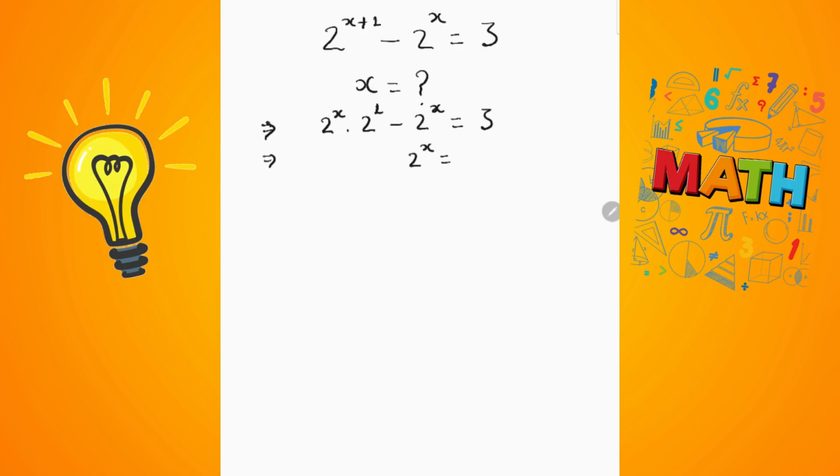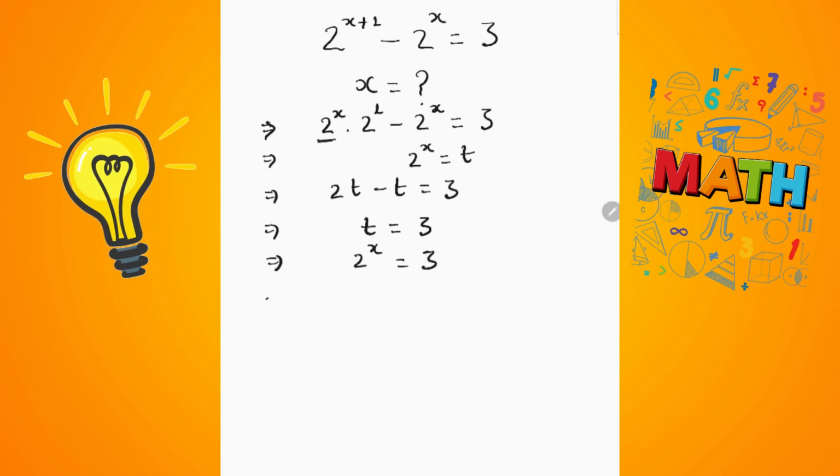2 to the power x, we can substitute t, so this equation will become 2t. Here we have just placed t, minus t is equal to 3. So 2t minus t is equal to t. Now replace the t with the original value, that is 2 to the power x is equal to 3.